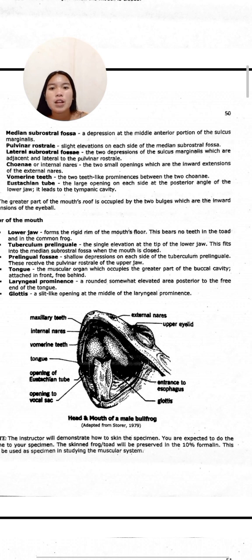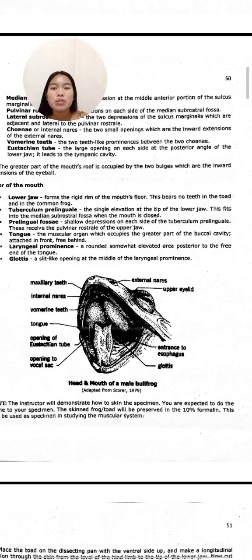Next is vomerine teeth. The two teeth-like prominences between the two choanae. So, ang choanae is an opening at the back of the nasal passage. There is a left and right side that empties into the space behind the nose called the nasopharynx, where the adenoids and eustachian tube are.